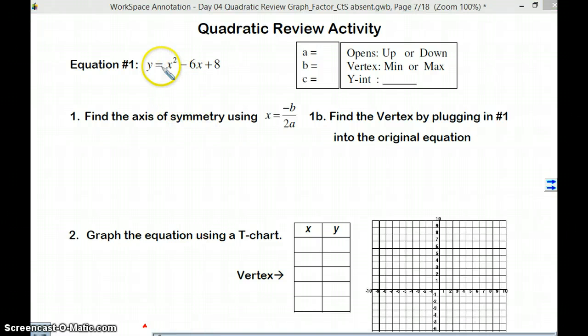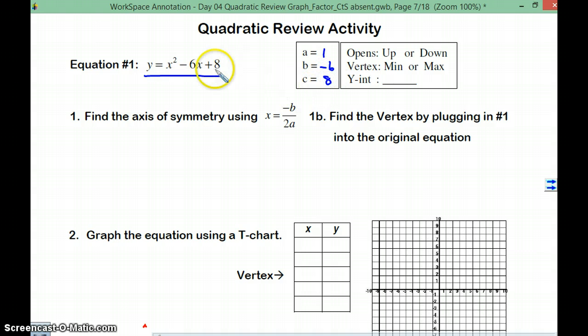Okay. Here's our equation. It's a quadratic equation. And let's fill in what we can already. What's A? 1. What's B? -6. What's C? 8. Does this equation open up or down? This equation opens up. Is the vertex going to be a min or a max? Let's draw it out. If it opens up, it's got a min.